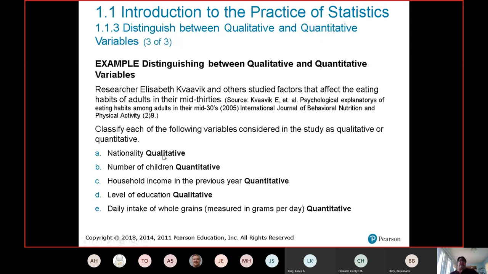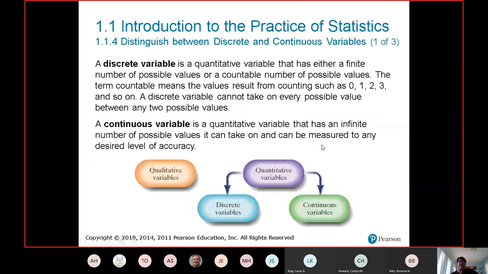Nationality would be qualitative. Number of children, quantitative. Household income, class. Level of education, category. Daily intake of whole grains, class. Those are all test questions, A, B, C, D, and E. Each one of those could be a test question. In fact, I think you got a couple on the test that are discrete and continuous, and you got a couple that are qualitative and quantitative.